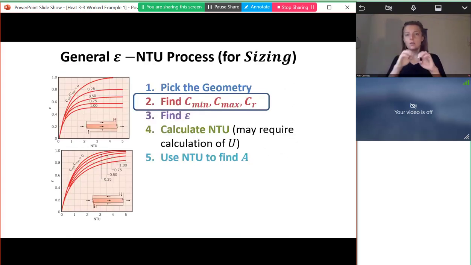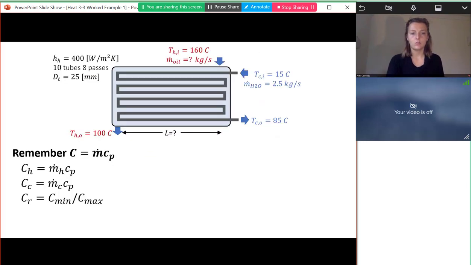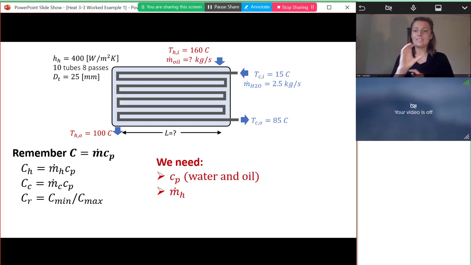So now I would like to try to use that equation, so I need to find my Cmin and Cmax values. Here we need to know the CP of water and oil, and we need to know the mass flow rate on the hot side, because we don't have any of that information yet. If I did an accounting here, it's nice that I know the mass flow rate on the cold side, but that's the only thing that I know.